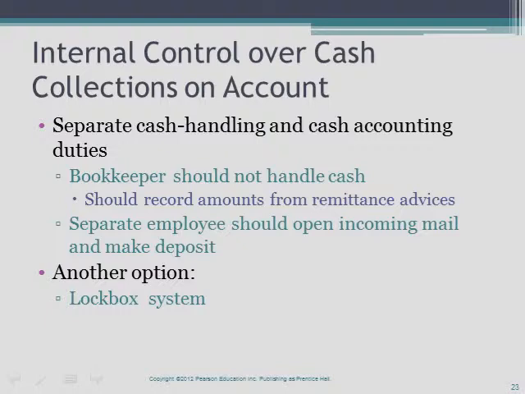Customers send their payments directly to the bank, which records the cash as it goes into the bank account, and then the bank forwards the remittance advice to the bookkeeper, who credits the customer account.